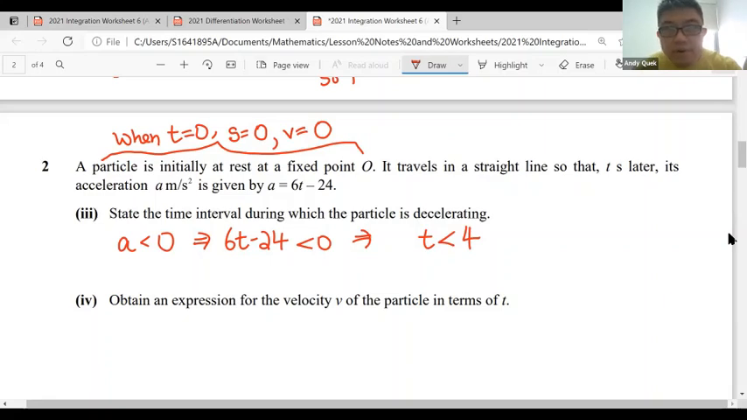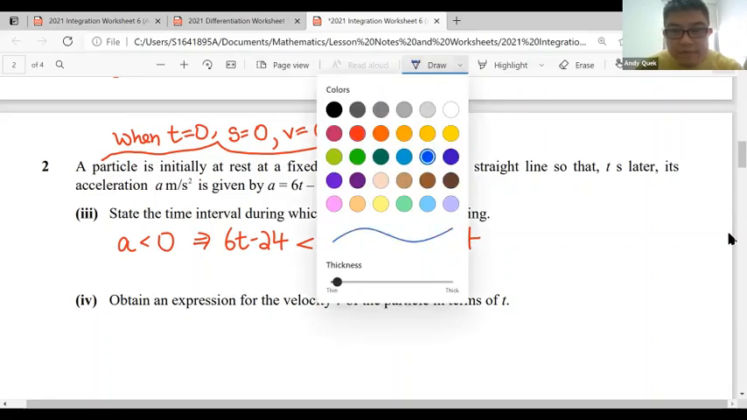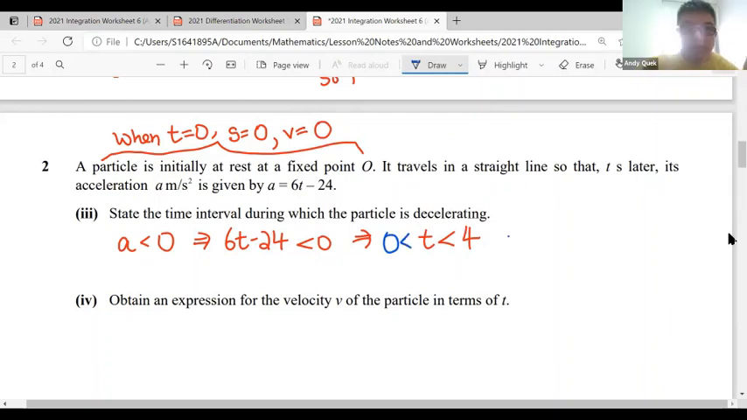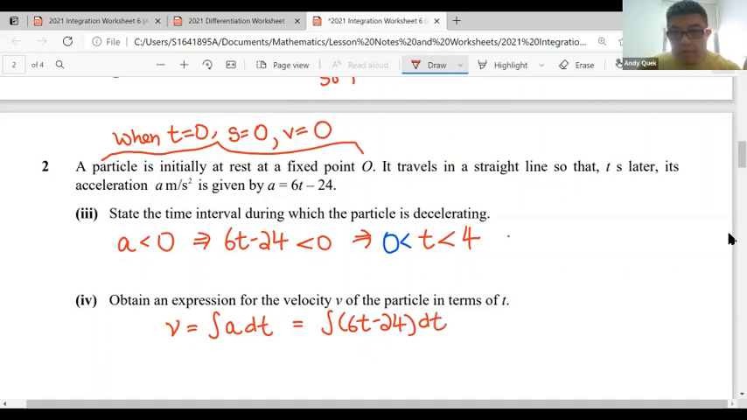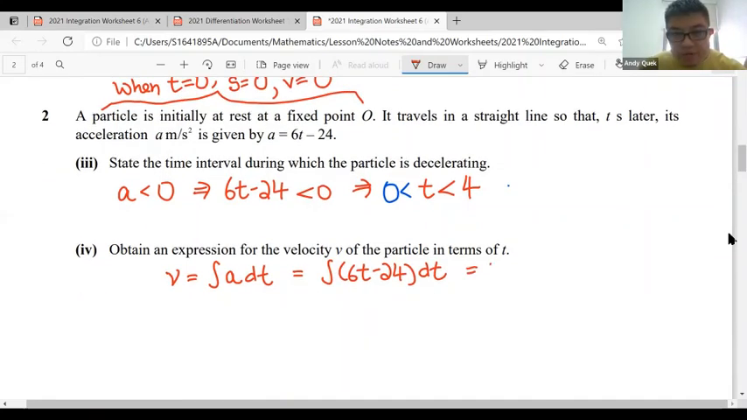Answer: t less than 4, but because here t is time, we will say this is the answer. So the time interval is in the first 4 seconds. Velocity comes from integrating acceleration with respect to time. So when you integrate this, although in the end this is the final answer, we need to see an arbitrary constant.